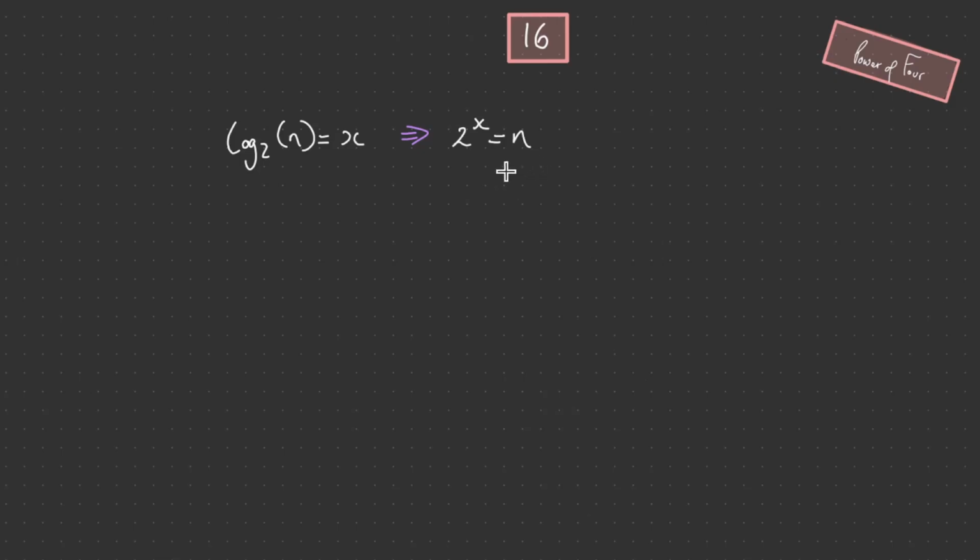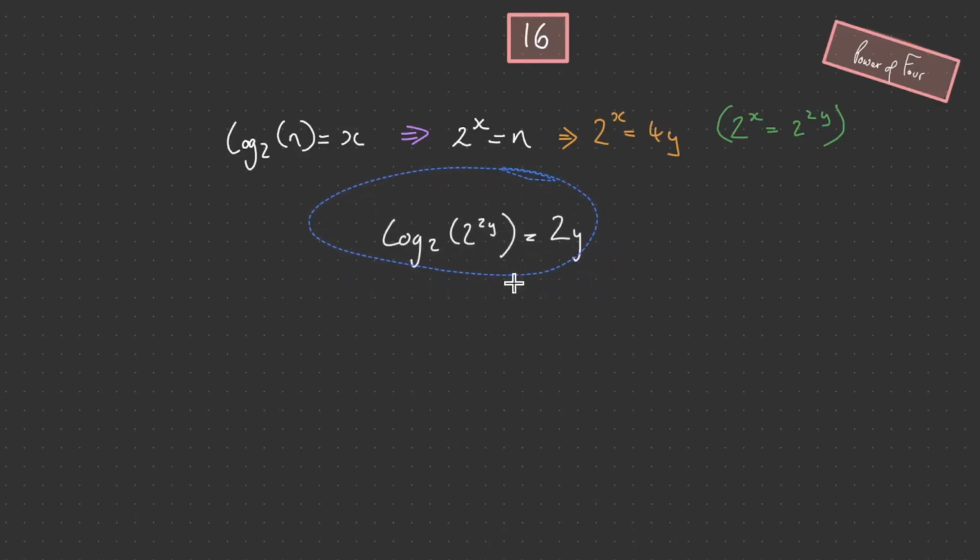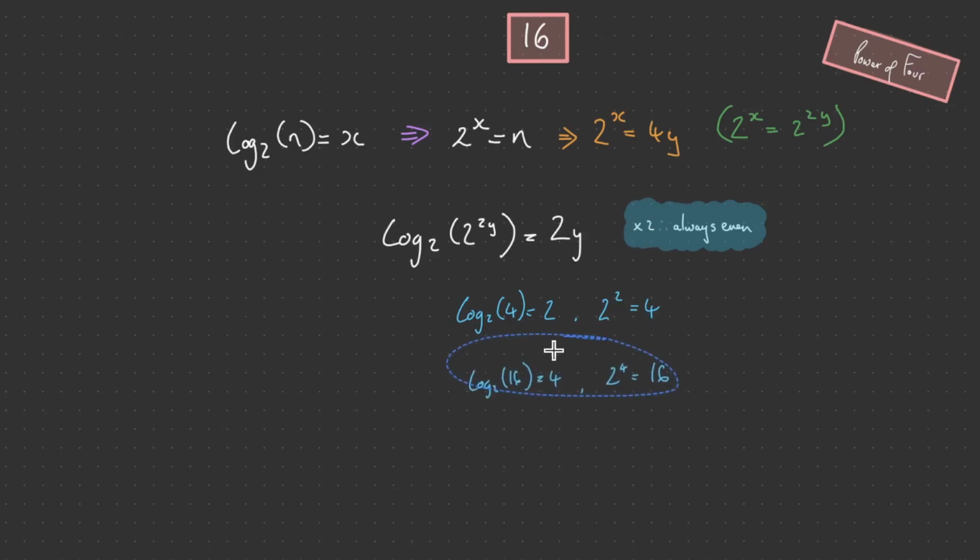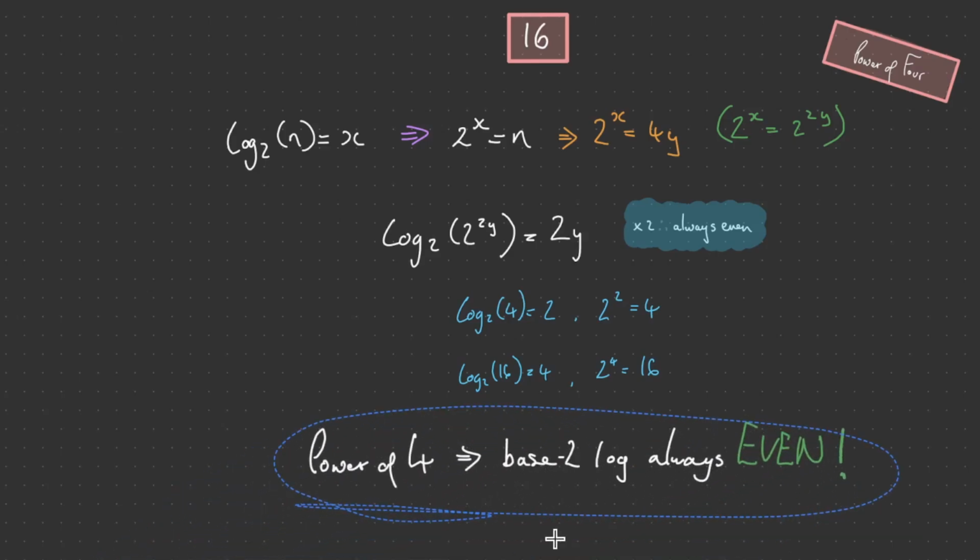Now, if n is a power of 4, then n can be expressed as 4^y. And since 4 is the same as 2 to the power of 2, we can change this even further, where 2 to the power of x is equal to 2 to the power of 2y. So if we rewrite the logarithmic equation, we have log base 2 of 2^(2y) is equal to 2y. Now, anything multiplied by 2 is always even. So for example, 2 to the power of 2 is equal to 4. That's an even number. If we're looking at 16, 2 to the power of 4 is equal to 16. So we can assume that the power of 4 with a base 2 logarithm will always be an even number. And that is the logic we are going to use in order to solve it.